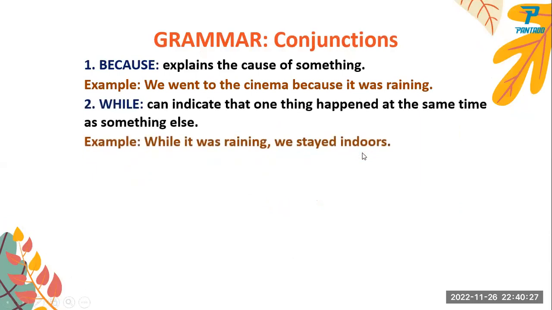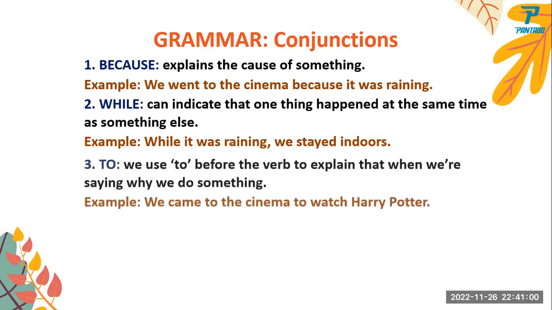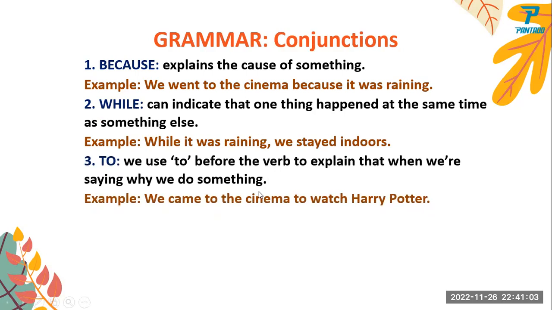So we have here the conjunctions because and while. When you say because, it means you will have to explain the cause of something. While, we can indicate that one thing happened at the same time as something else. While it was raining, we stayed indoors. So there are two events that happened at the same time. We use to before the verbs when we're saying why we do something, like to watch. Always remember to use it before the verb.